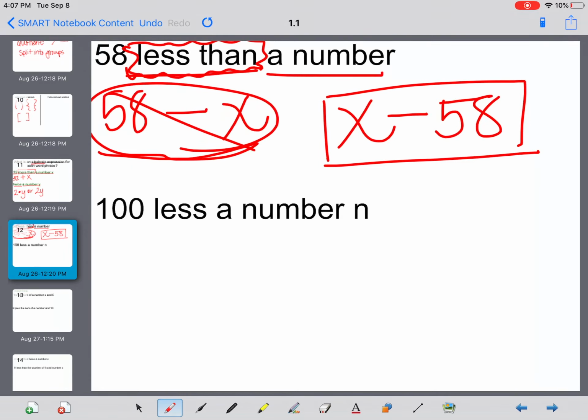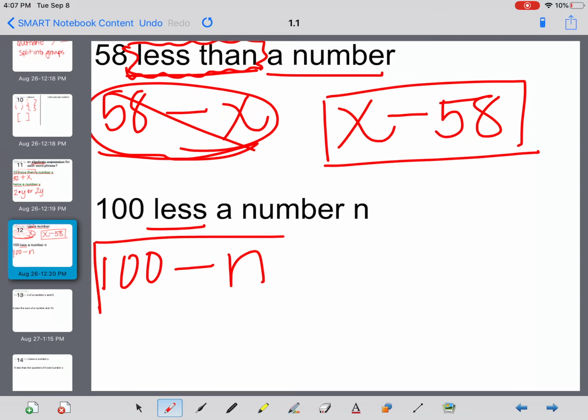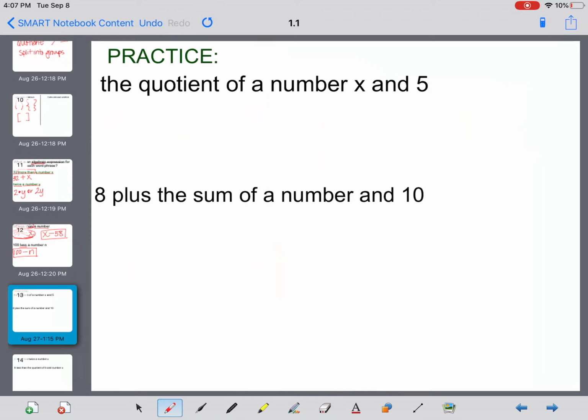The second one is another example of subtraction, but without the turnaround. 100 less a number n. So I have 100 and I want to make it less by the amount of n. So "less than" was turnaround, just "less" was not. All right, why don't you pause, go ahead, try these couple on your own, and then come back and check your work.